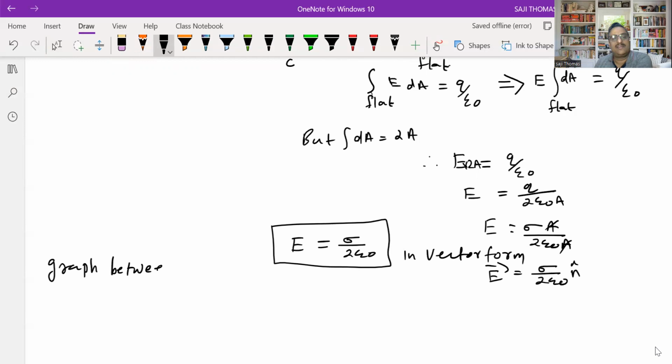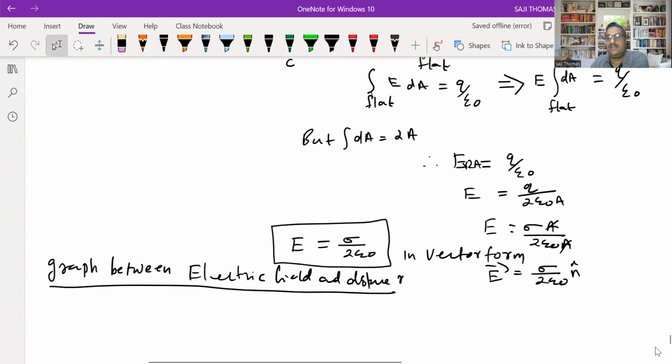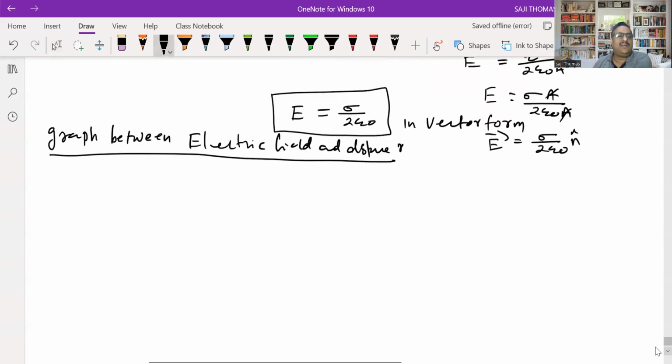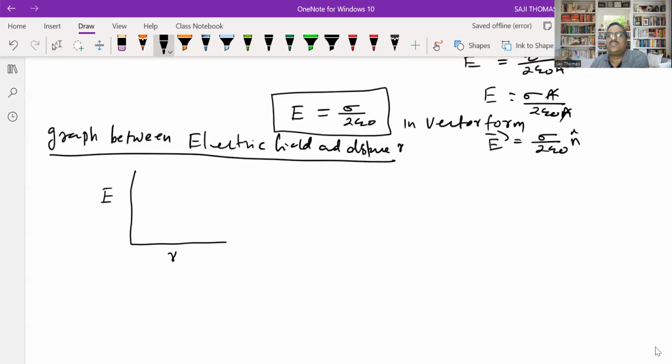Graph between electric field and the distance r. Okay, so how will be the graph? Electric field you take along y-axis, r. See, equation E is sigma by 2 epsilon 0. There is no r, so it will be a constant. So graph will be a straight line.